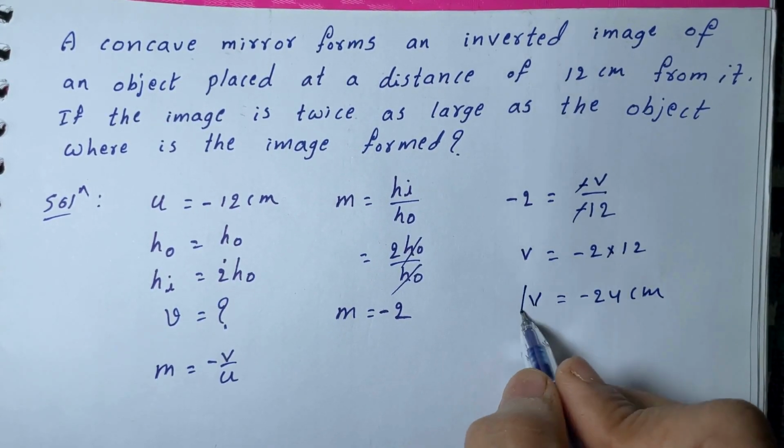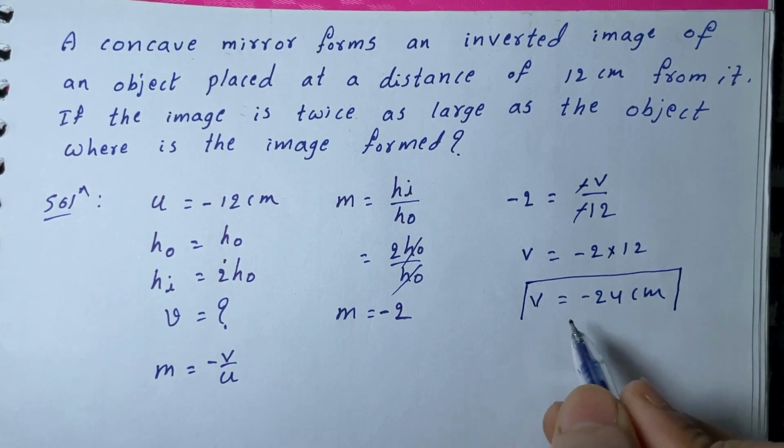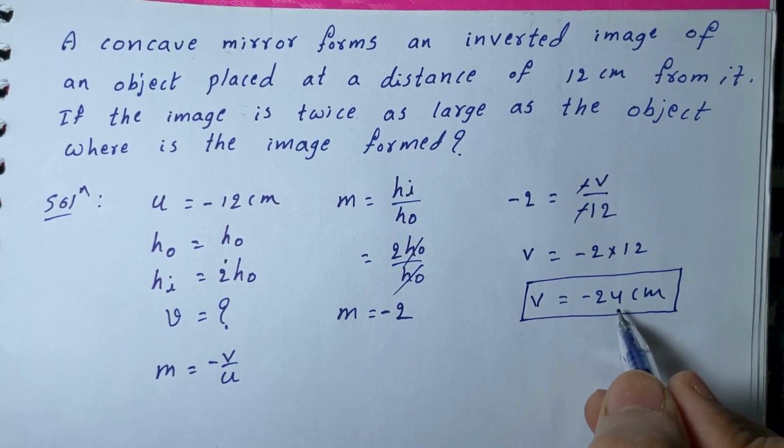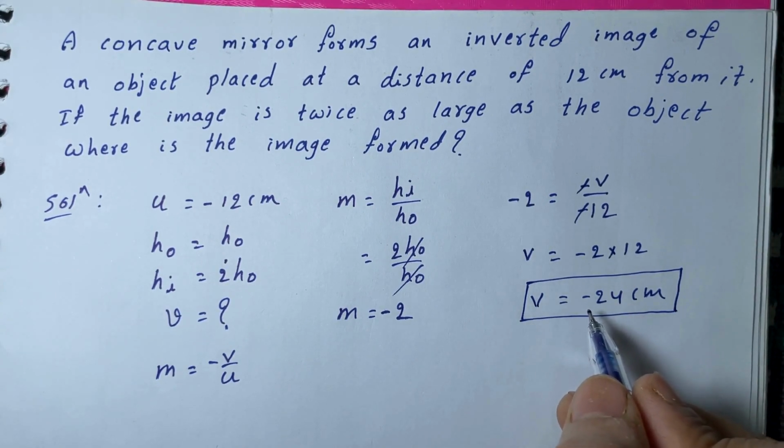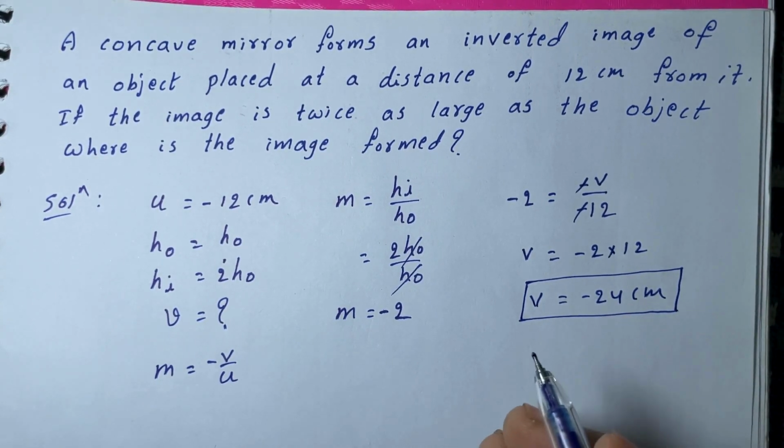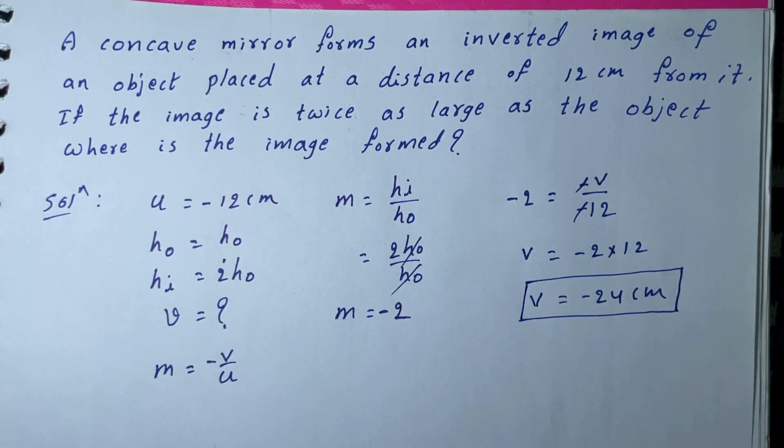So, that is the image distance from the pole, 24 centimeters, and the negative sign shows that the image has formed in front of the mirror, that is in the opposite direction of the incident ray, so that is negative.